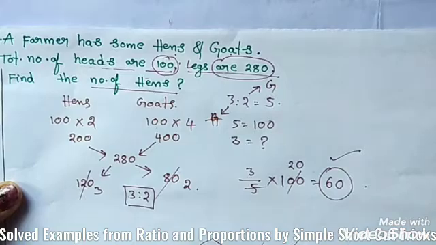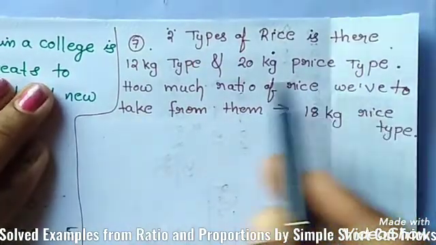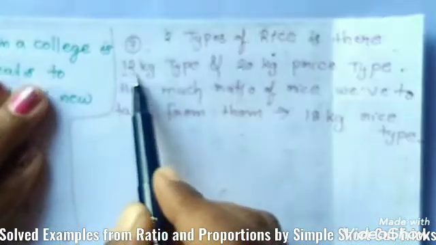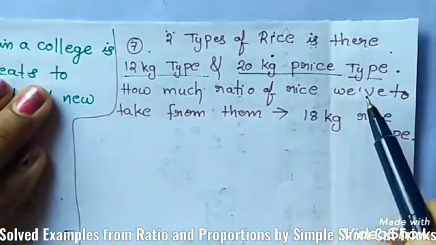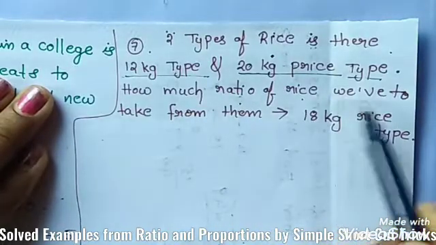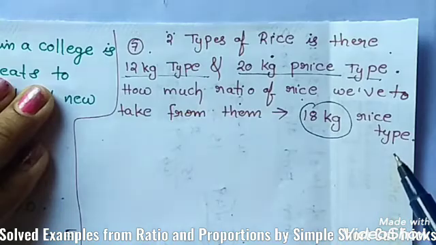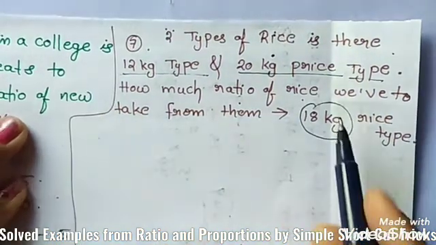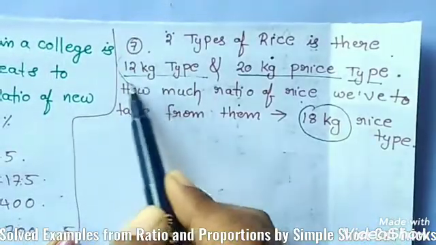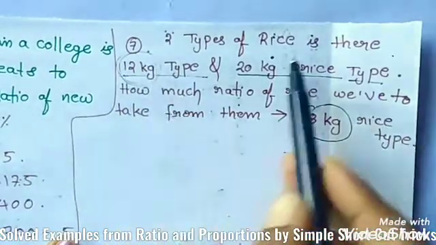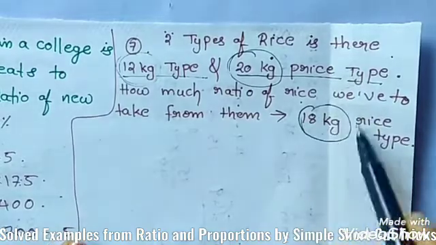Let us see question number 7. In this question, 2 types of rice are there. That is the first type, 12 rupees per kg, and the 20 rupees per kg type. So in what ratio should we take rice from them to get 18 rupees per kg rice? Here if you see the question clearly, 2 types of rice means kilo 12 rupees. Then here kilo 20 rupees, and here kilo 18 rupees.